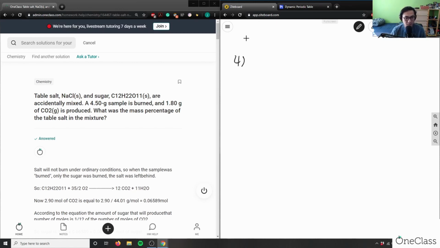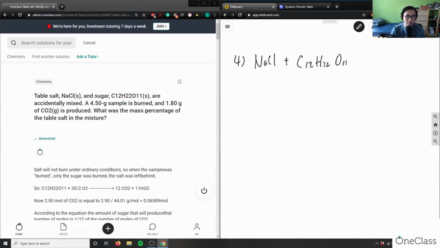So let's look at our question here. We have NaCl, and we have sugar, which is C12H22O11, and they're mixed, right? Okay, that's fine. Accidentally mixed. A 4.50 gram sample is burned, and 1.0 grams of carbon dioxide is produced. What was the mass percentage of table salt in the mixture?